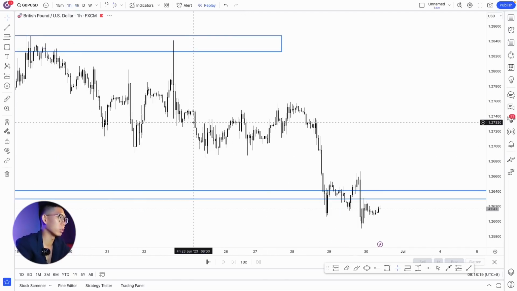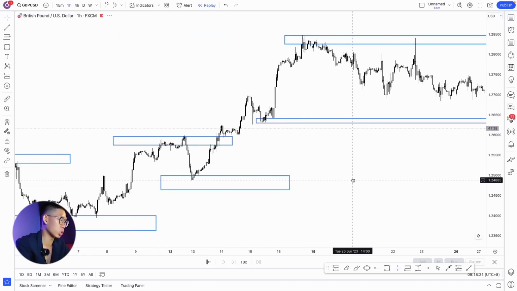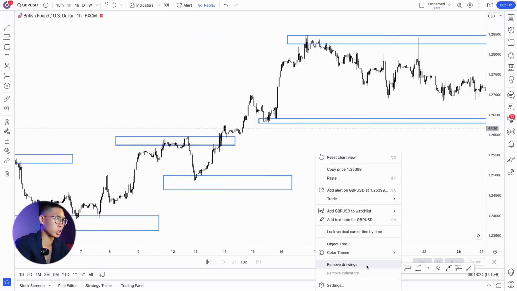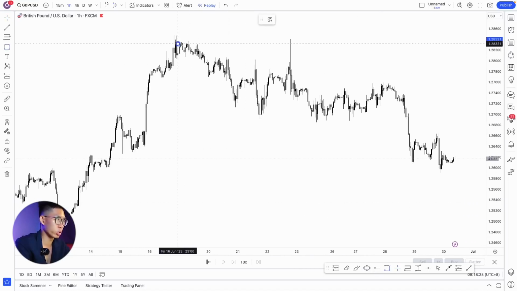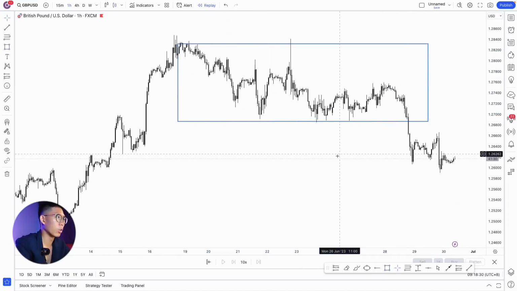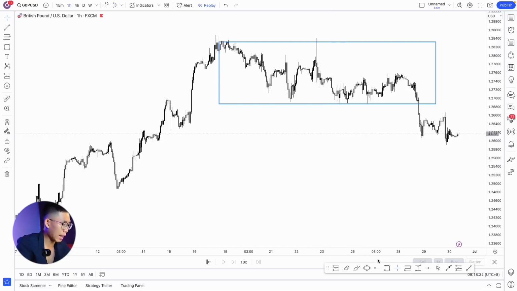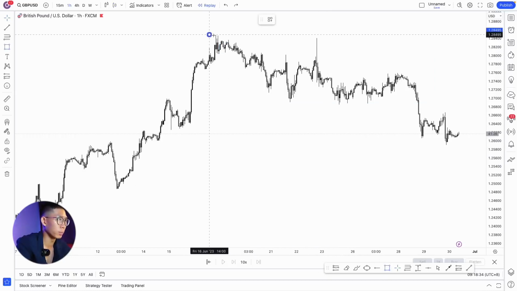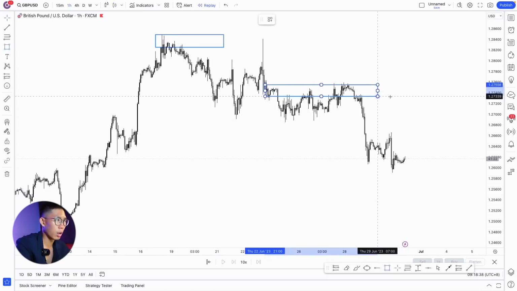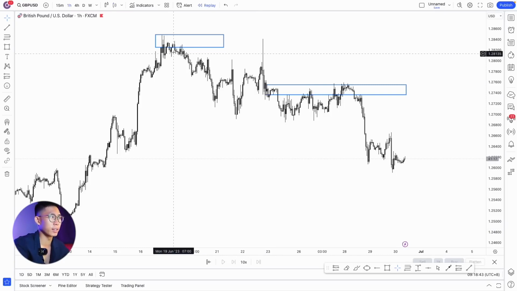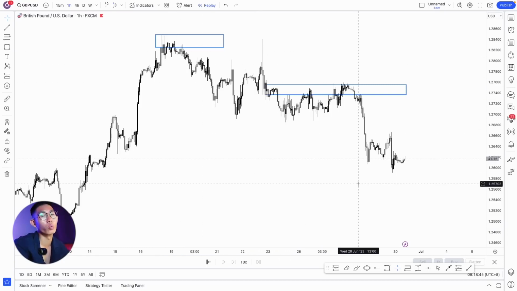Then we go to the 1-hour time frame to look for our minor structure. If you look closely at our minor structure, let me remove all this first. You can see that price did this huge consolidation that we have right here, right? The last higher high that we have is right here, and since then, price has created a new lower high. So what does this mean? This means that there's a chance that this could be a correction or even a reversal.